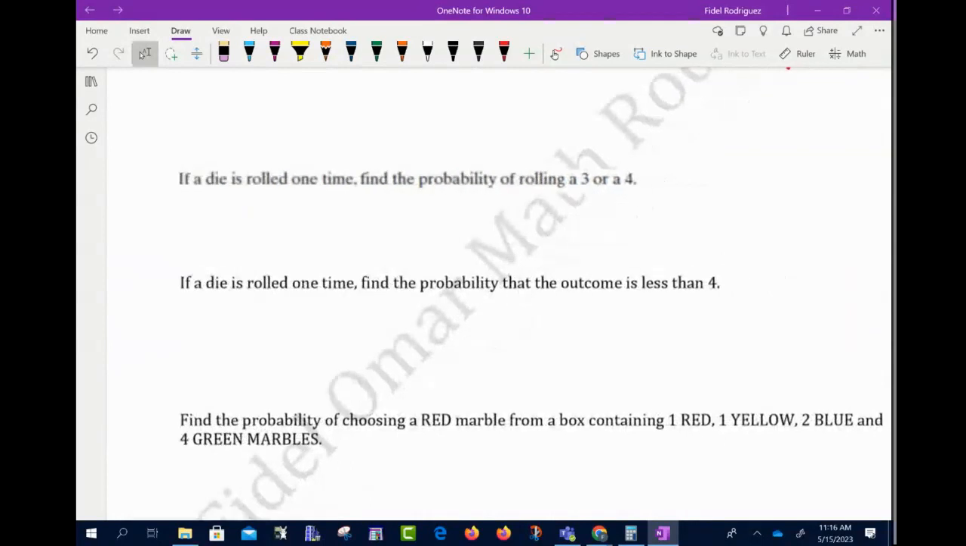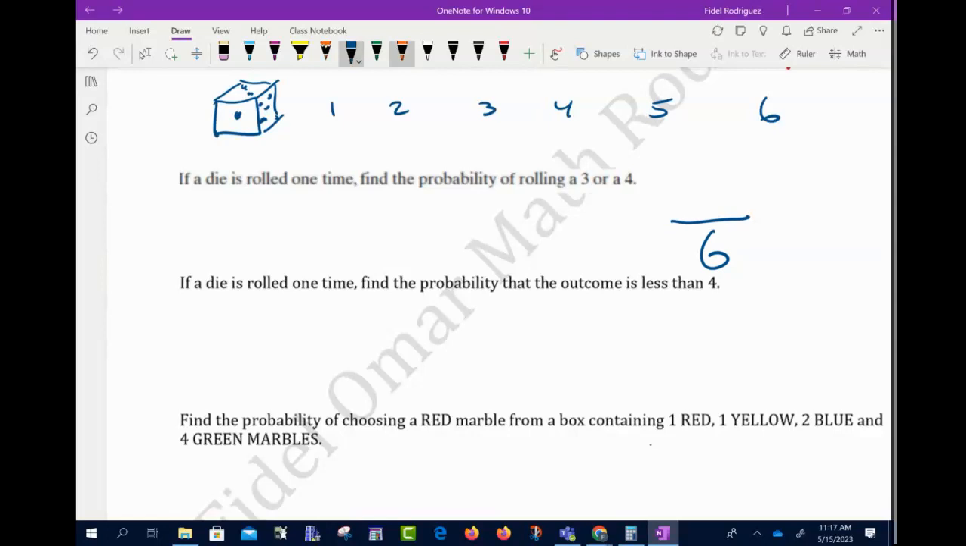Okay, if a die is rolled 1 time, find the probability of rolling a 3 or 4. Okay, y'all. So again, just to give you a heads up, this is what a die looks like. You've seen dice before, right? They look like that. Okay, so when I roll a die, I have 6 different possible scenarios. I can land on a 1, a 2, a 3, a 4, a 5, or a 6. So that tells me that my total is going to be 6. There's 6 different options I can get.